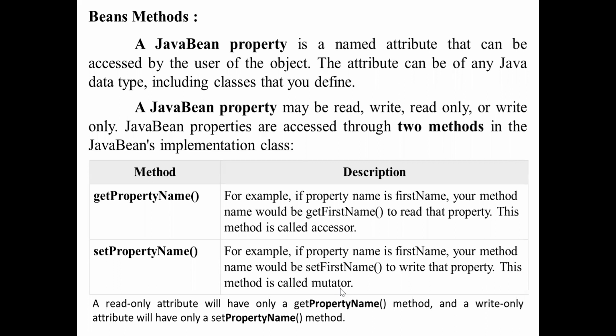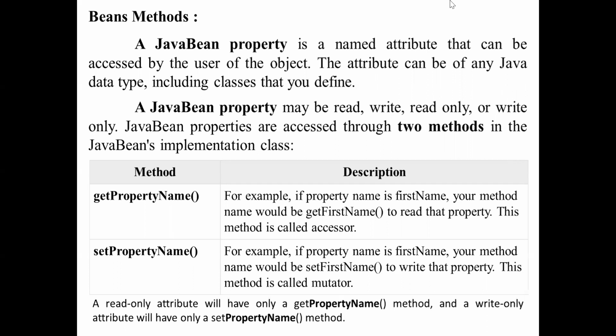In the examination, the question will arise: what is a bean and how many types of bean methods are there when we implement a Java bean in a class? There are two methods: one is get property name and the second one is set property name. Get property name is a read only method, whereas set property is used only for write only attributes. So we can go one by one.